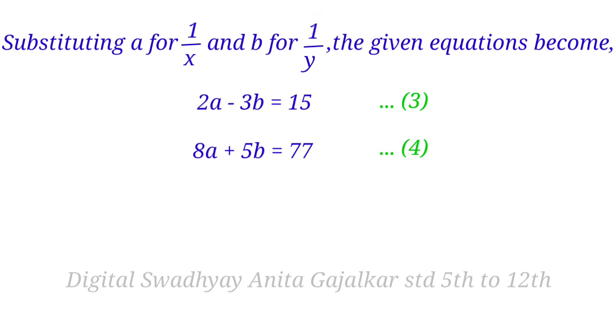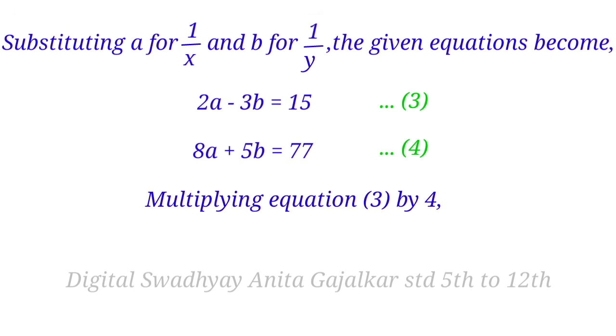फोर्थ इक्वेशन में a का कोएफिशिएंट 8 है. a के कोएफिशिएंट सेम करने के लिए हम इक्वेशन थर्ड को 4 से मल्टीप्लाई करेंगे. मल्टीप्लाइंग इक्वेशन 3 बाय 4. 8a minus 12b equal to 60, इक्वेशन नंबर 5.